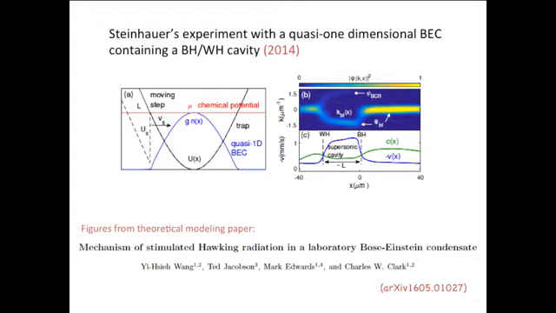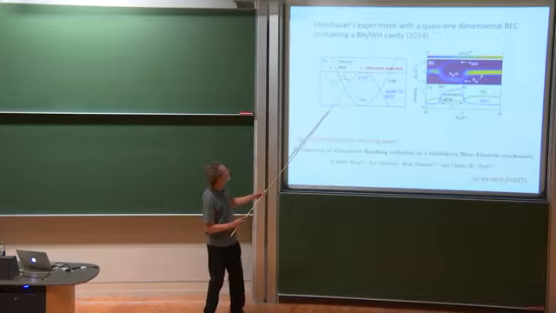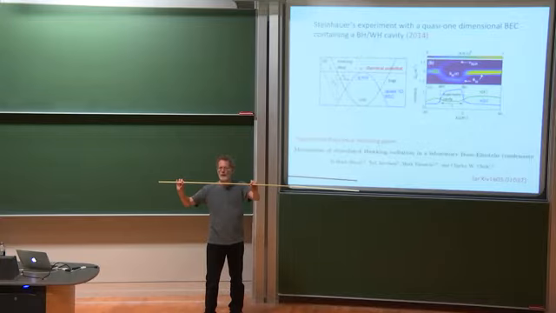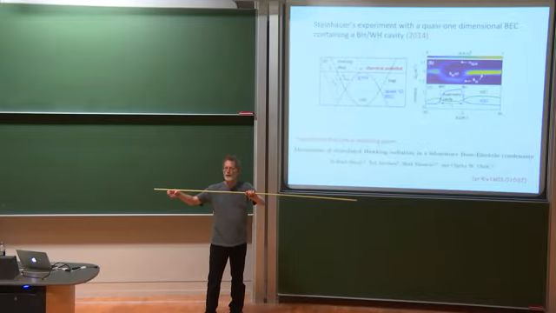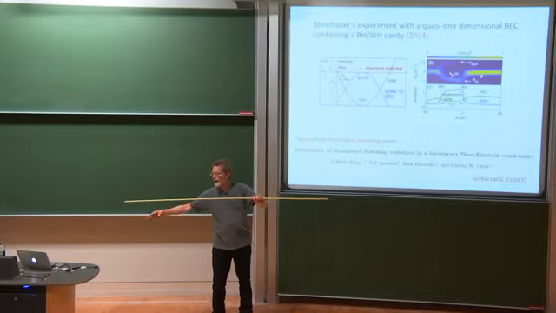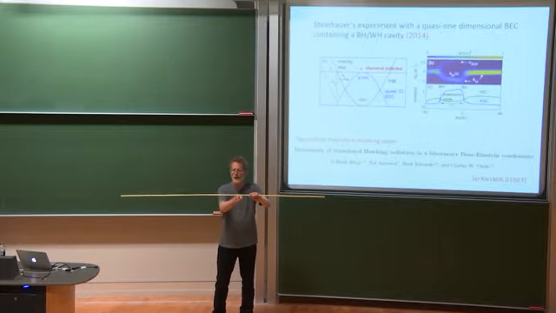The basic setup of the experiment is to take a condensate in a trap that's very narrow, like this stick or something, and then sweep through the condensate a step in the potential that drops down. So imagine that step goes down like this, and I sweep it from this side to that side.